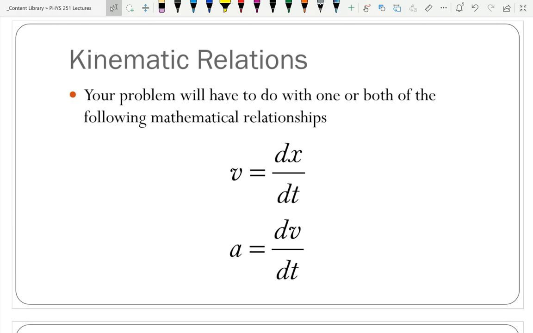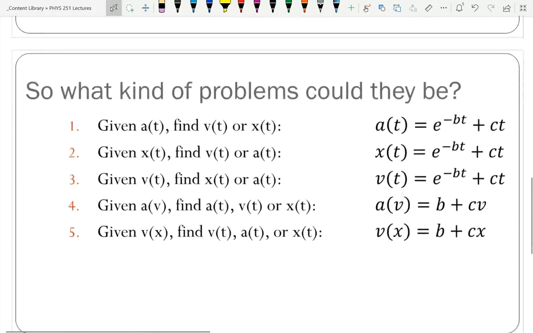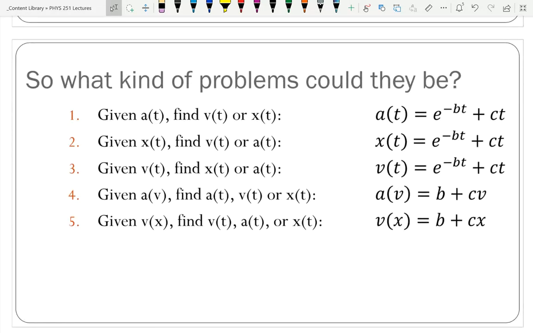Okay, so these 2 equations, I'm not going to reiterate what they mean. Instead, I'm just going to go to the type of problems we could have. So we could have, for instance, given the acceleration, which I showed to the right, find the velocity and position as a function of time. Can you do that? C is a constant, and B is a constant, yes. Should be able to.